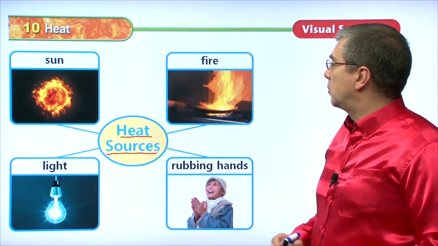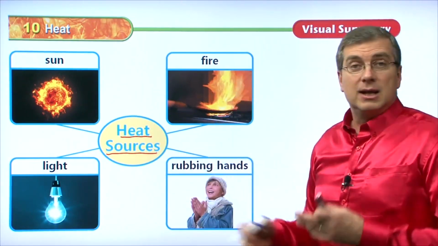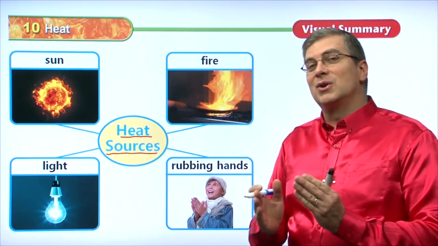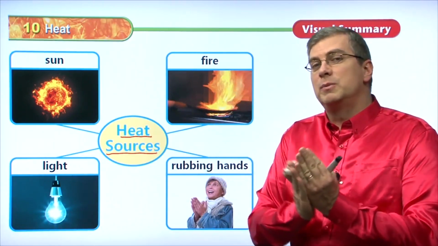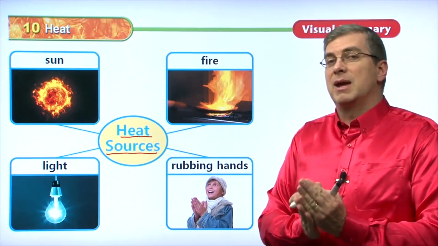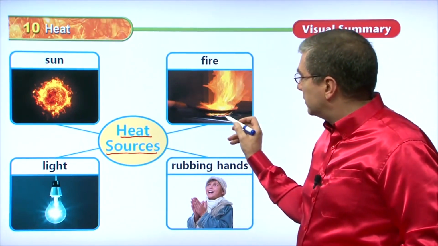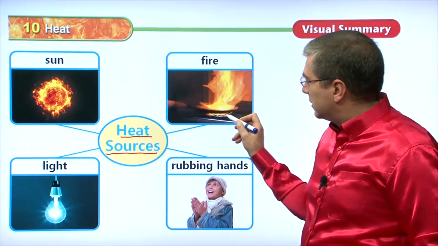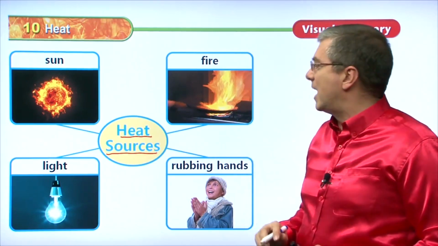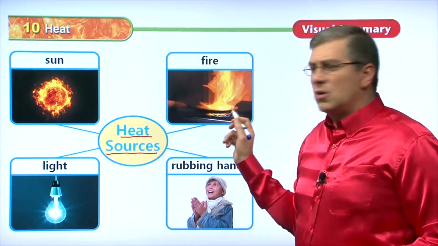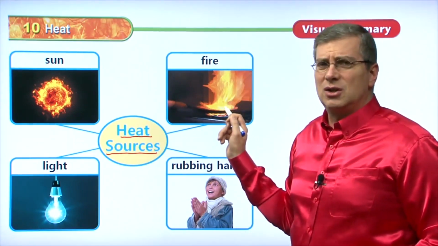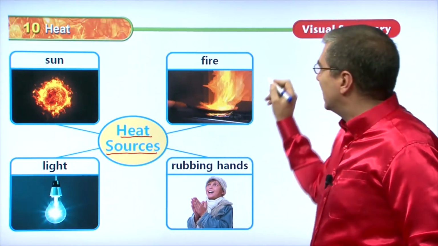Another heat source that's important is fire, right? We can make fire. Remember what I told you a long time ago? People rubbed two pieces of wood together to make fire. Now this person is using the stovetop to heat something up. Looks like they have a fire in their kitchen. I don't know if this is intentional or unintentional.